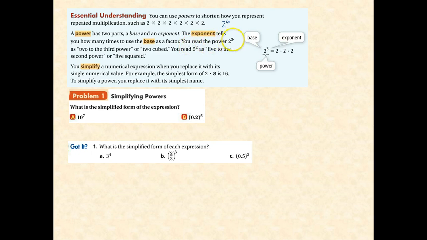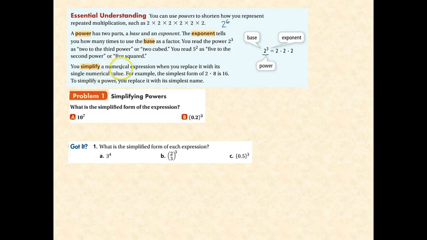You read 2 to the 3rd power, or 2 cubed, 5 to the 2nd, or 5 squared. Those are the only powers. The 2nd power and the 3rd power are the only powers that have special names like that. 2nd power is squared, 3rd power is cubed.